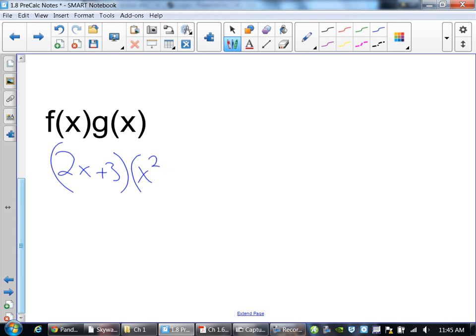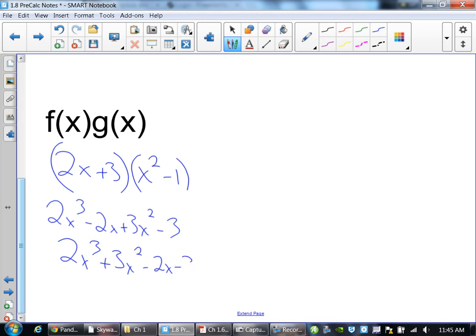Let's multiply them together. In this case, they're two binomials, so you just FOIL it out and combine like terms. As we do that, we get 2x cubed minus 2x plus 3x squared minus 3. And then just to be proper, we put it in descending order. That's the more proper way of doing it: 2x cubed plus 3x squared minus 2x minus 3.